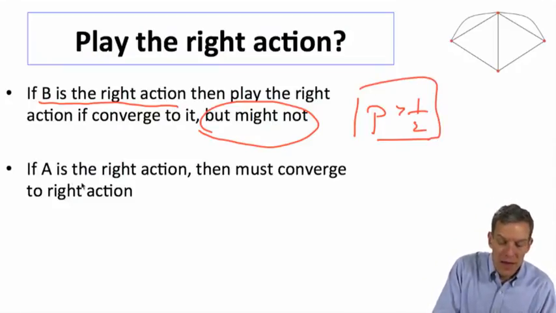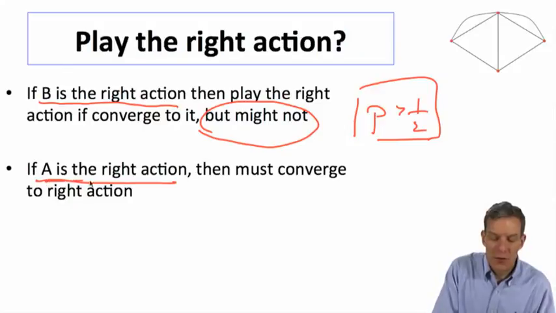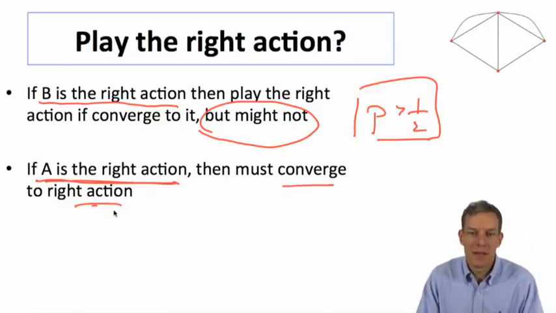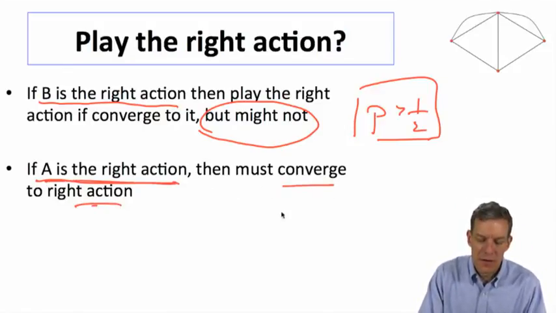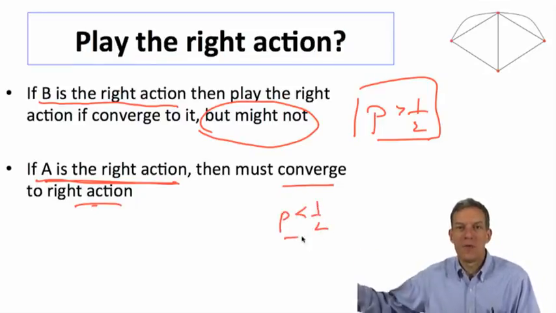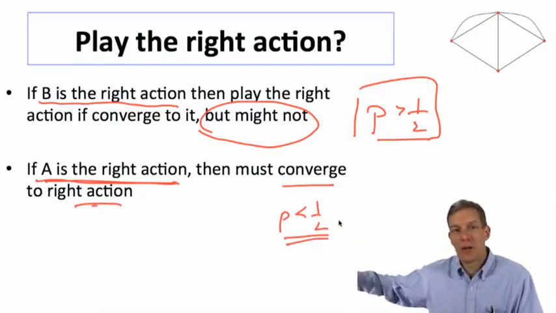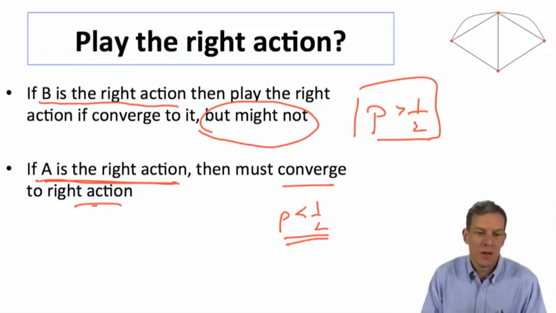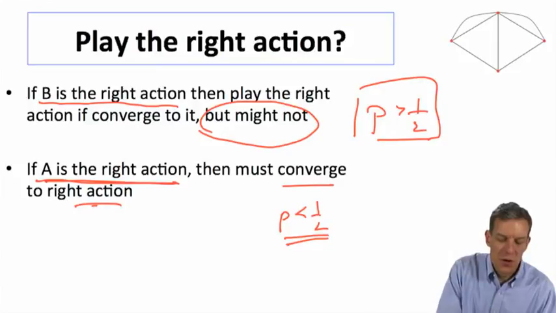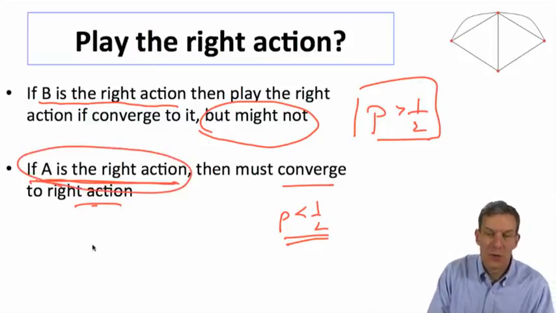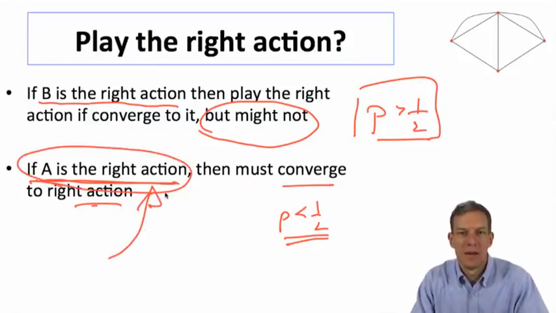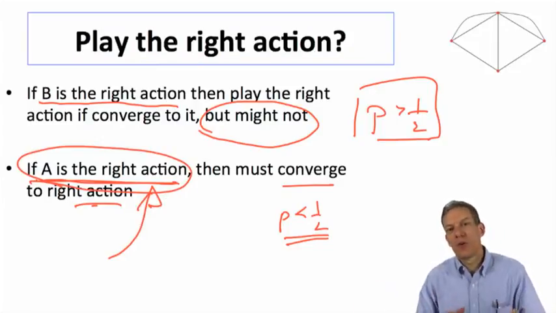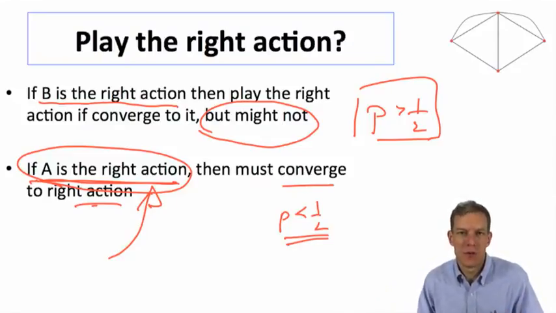On the contrary, if A is the right action, then we've got to converge to the right action, because that means that now P is less than a half. So there's no way to converge to B in that case, because if we play B long enough, we'll learn that it's not good, and then we'll all switch to A. So in a situation where A is the right thing to do, well, necessarily everyone's going to have to learn that, and we will converge to A. If B is the right thing to do, we'll eventually converge, but we could all stop playing B too soon, and we might end up just converging to A.